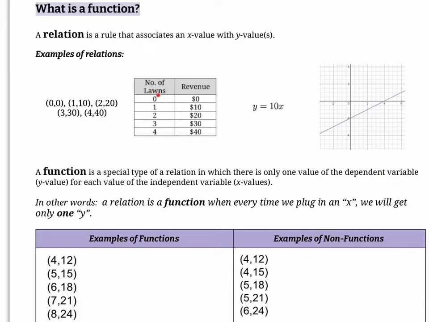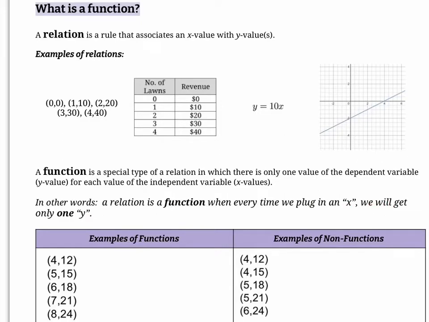In this definition, we called y the dependent variable because in a relation, we don't always have x and y. So for example, we have here lawns and revenue. So when I'm talking about x, I'm really talking about the independent variable. When I'm talking about y, I'm talking about the dependent. So let's go over that definition again. A function is when every time we plug in an x, you only get one y.